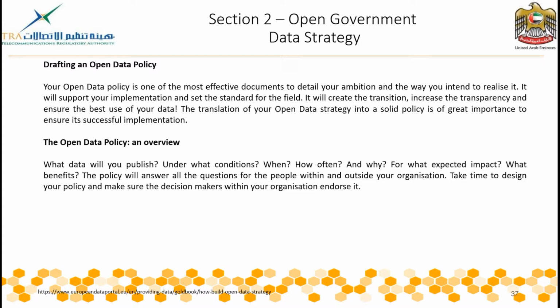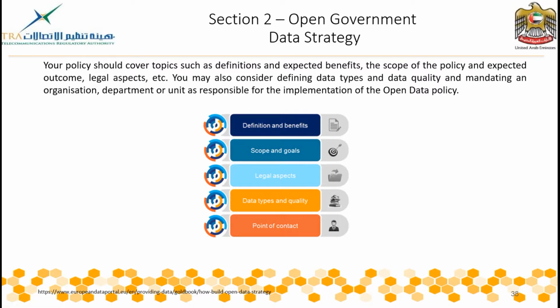The open data policy. What data will you publish? Under what conditions? When? How often? And why? For what expected impact? What benefits? The policy will answer all the questions for the people within and outside your organization. Take time to design your policy and make sure the decision makers within your organization endorse it. Your policy should cover the 5 following topics: definition and benefits, scope and goals, legal aspects, data types and quality, and point of contact.